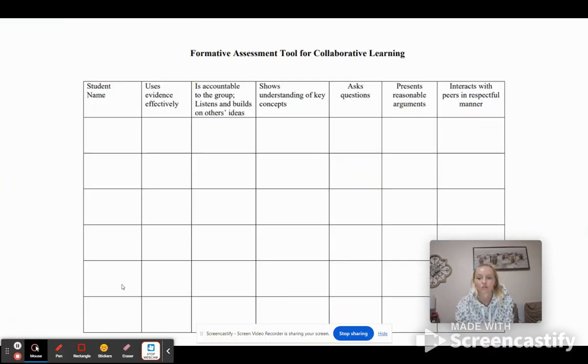And then this is my formative assessment tool for collaborative learning. I will assess students' knowledge as I am walking around and listening to their discussions, how they're using evidence, presenting reasonable arguments, how they interact with peers in a respectful manner, that everybody is listening and building off each other's ideas, and that they're asking questions.